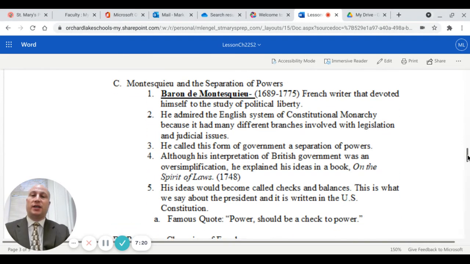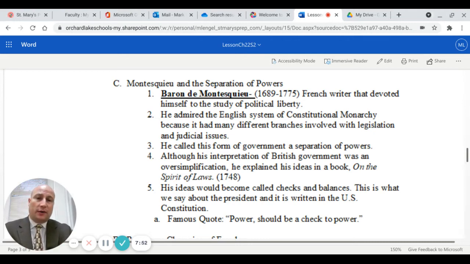The ideas of checks and balances come from Baron de Montesquieu. He was in play from 1689 to 1775. He's a French writer. He devoted himself to the study of political freedom or liberty. He admired the English system of constitutional monarchy because it had many different branches involved with legislation and judicial issues. He called this form of government a separation of powers, where one body checks and balances the other. This is what he's most famous for.